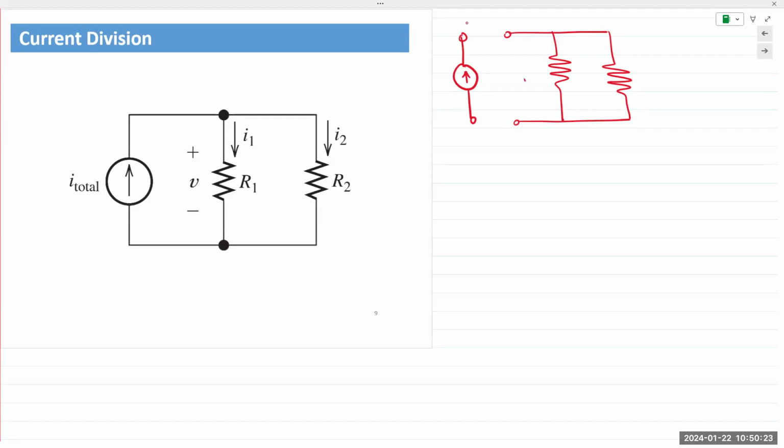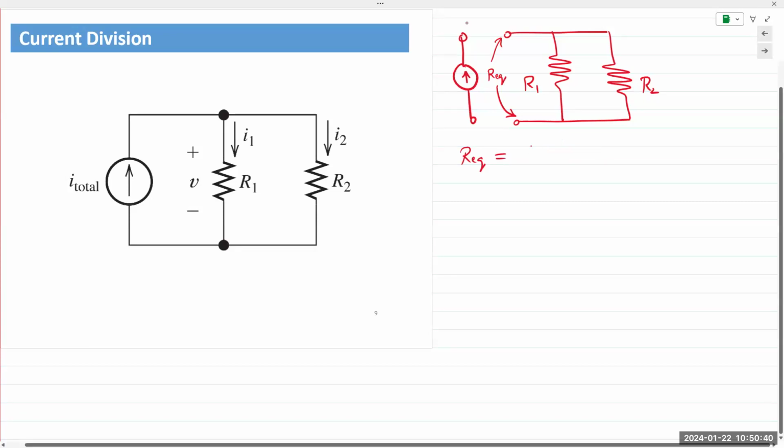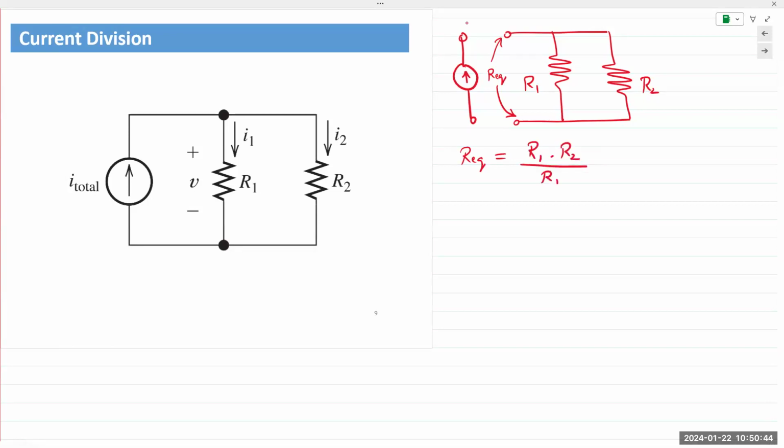So this is R1. This is R2. Req is between these terminals. And Req is simply, because it's 2 resistors, I can take a shortcut and write the product of the 2 divided by the sum of the 2. It doesn't matter what it is, but we have Req.